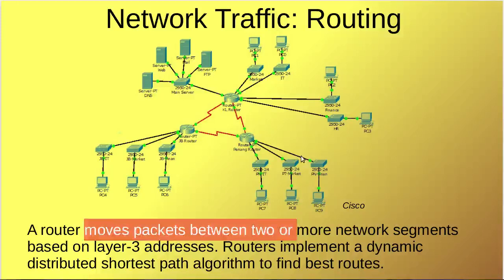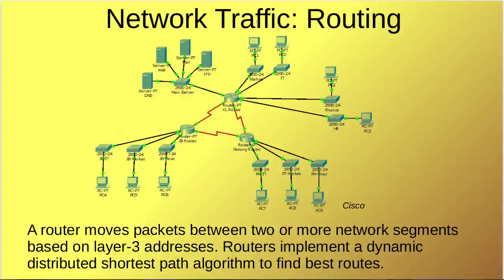Now we move on to routing, or layer 3 activities. Routers are definitely things that examine the IP addresses, and IP addresses are layer 3 addresses. What a router does is move packets between two or more network segments. So these are, let's say, LANs. This would be one segment.